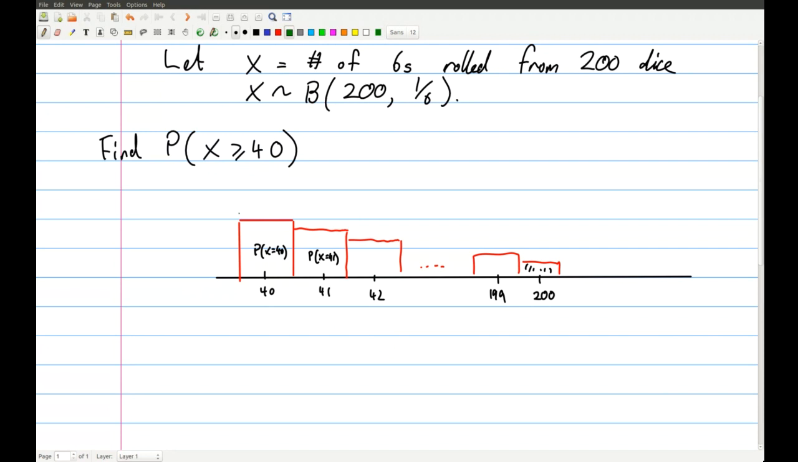What we're instead going to do is appeal to the normal distribution, which is very similar to the binomial distribution. It has a density function that looks a bit like this.